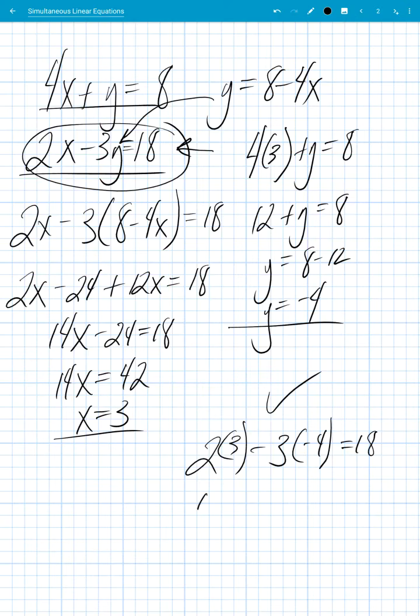Well, this is 6, and then minus 3 times negative 4, so that's plus 12. So that's equal to 6 plus 12, and that's equal to 18. So that does indeed check out. That is correct. I got a check here, so 3 and negative 4 both work. Now let's do this the last way by elimination, and then we'll be done.